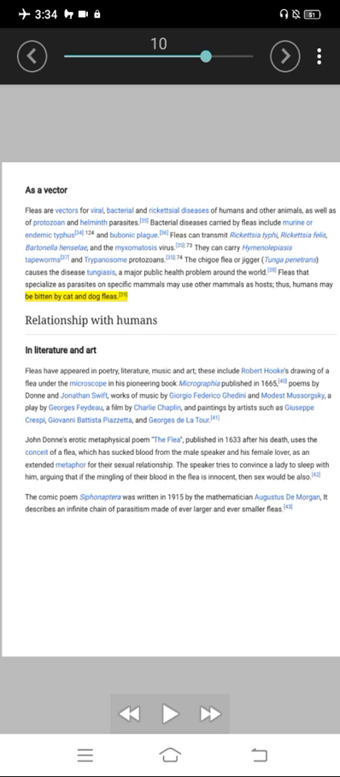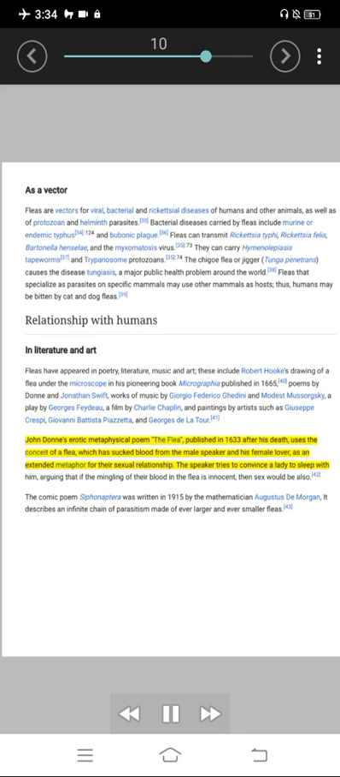Relationship with humans. In literature and art. Fleas have appeared in poetry, literature, music and art. These include Robert Hooke's drawing of a flea under the microscope in his pioneering book Micrographia published in 1665, poems by Donne and Jonathan Swift, works of music by Giorgio Federico Ghedini and Modest Mussorgsky, a play by Georges Feydeau, a film by Charlie Chaplin, and paintings by artists such as Giuseppe Crespi, Giovanni Battista Piazzetta, and Georges de Latour.